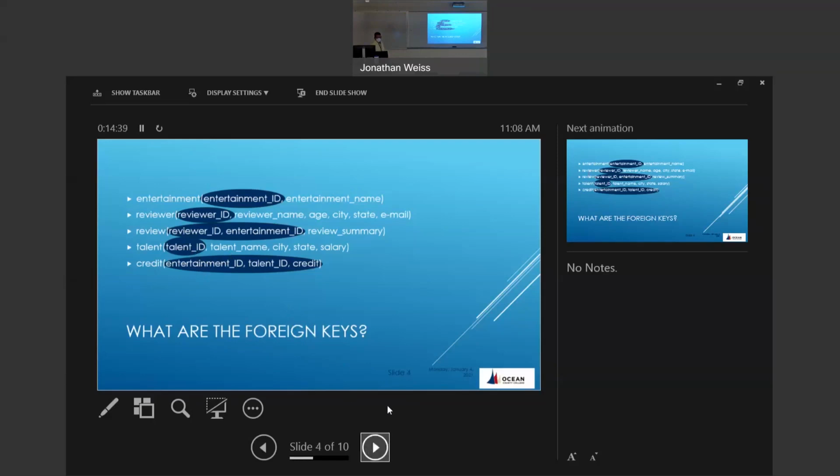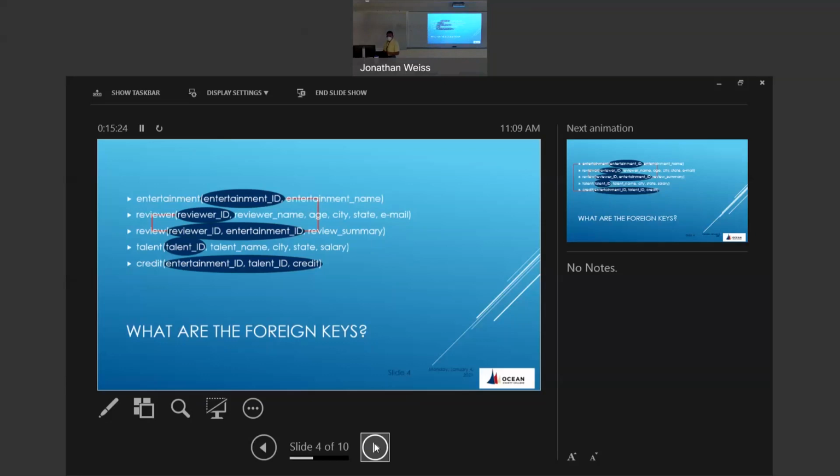That's exactly right. If we look at reviewer ID, it points to reviewer ID in reviewer. The review is uniquely associated with a reviewer. That reviewer is the one who wrote the review. And the entertainment ID points to what was being reviewed. So those are foreign keys in the review relation. It has reviewer ID as a foreign key referencing reviewer, and it has entertainment ID as a foreign key referencing entertainment.